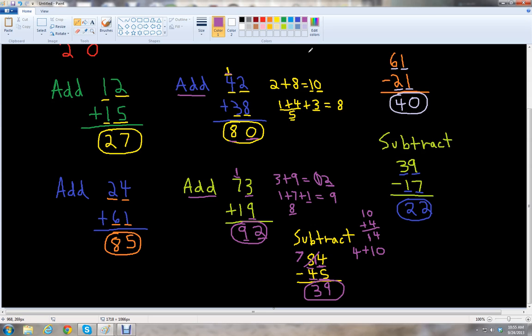Okay, so let's look at one more example just to make sure that we have a good understanding of borrowing when subtracting two-digit numbers. And let's say we're going to subtract 98 minus 59. 98 minus 59.